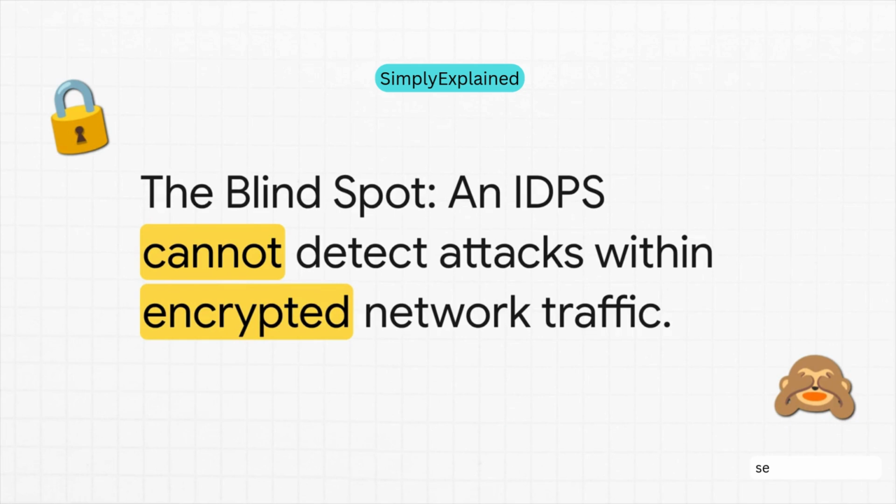And here it is, the single biggest challenge, the Achilles heel for any network-based IDPS: encrypted traffic. If the traffic is encrypted, the sensor can't see what's inside the packets. It's like trying to inspect a locked steel box. For attackers, encryption is basically an invisibility cloak, letting them smuggle their attacks right past the guards completely unseen.